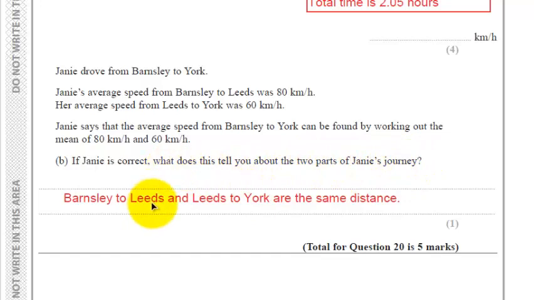If Janie is correct, what does this tell you about the two parts of Janie's journey? It is unlikely Janie is correct, but if she is correct, it must mean that the distance from Barnsley to Leeds, this first part, and the distance from Leeds to York, the second part, are the same. It must be the same distance for you to be able to just add the speeds and divide by 2.